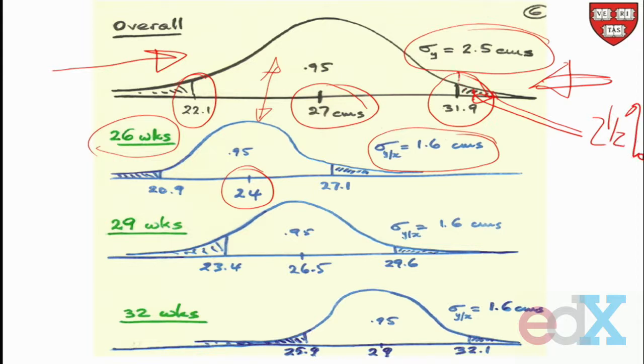But if you take this down, you don't get anybody. None of the 26 weekers are going to be up there. You've missed them. You barely catch these guys. So this is what's happening.